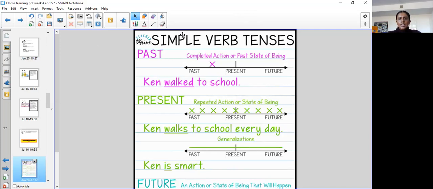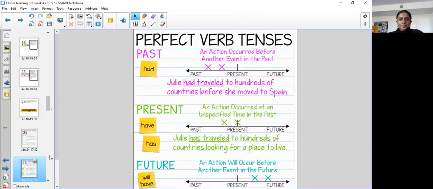So here are our simple verb tenses. We've got Ken walked to school. Ken walks to school every day is a present tense. And Ken is smart is also a present tense sentence.